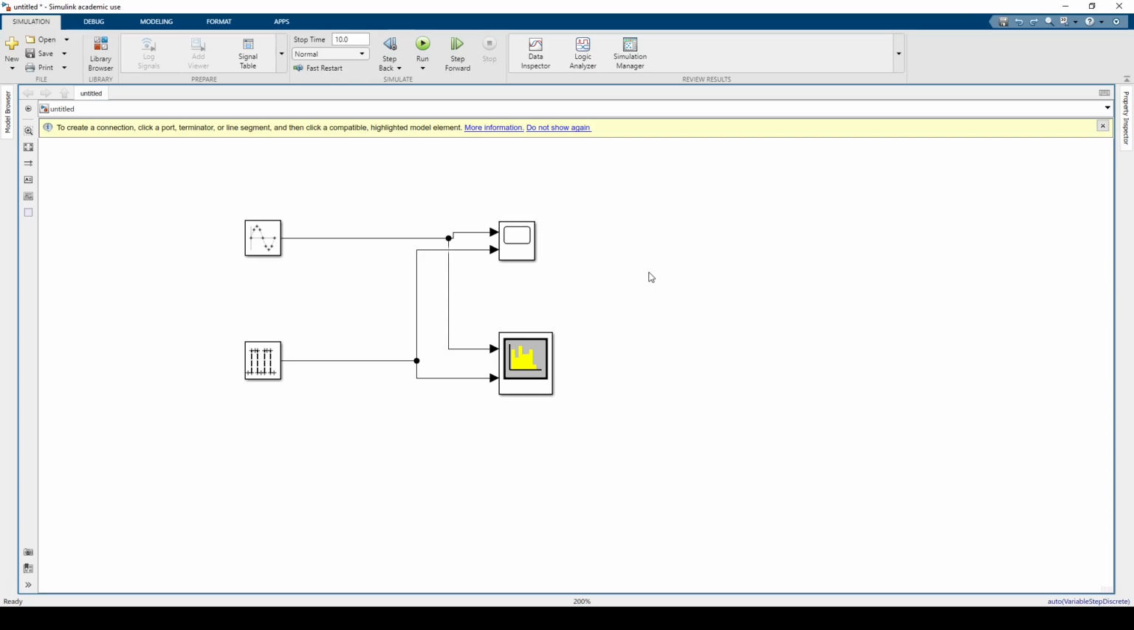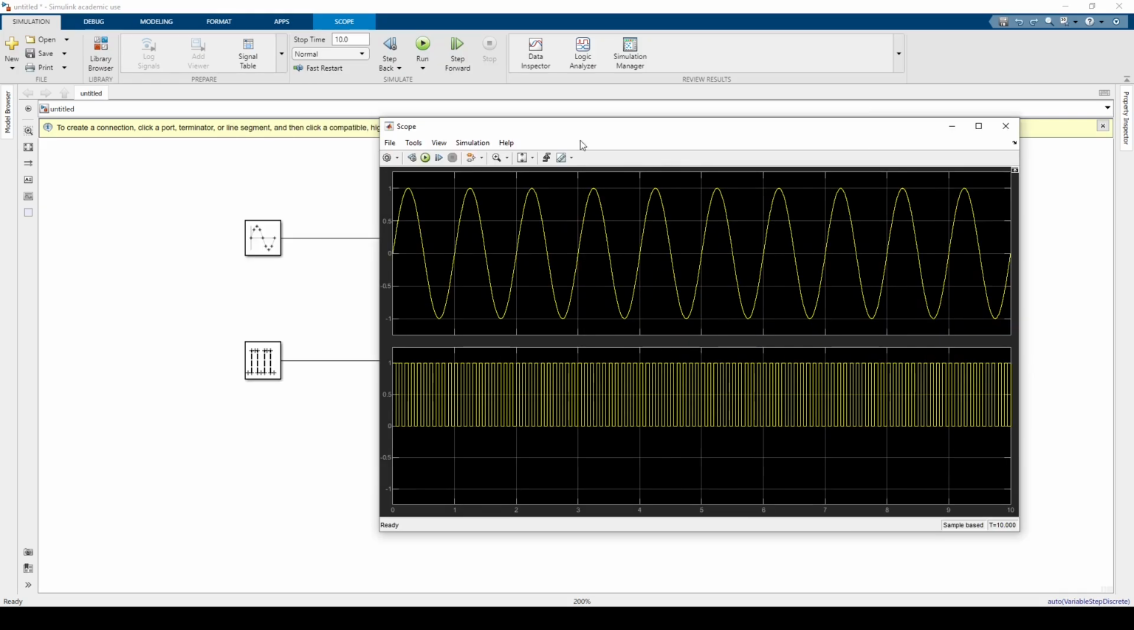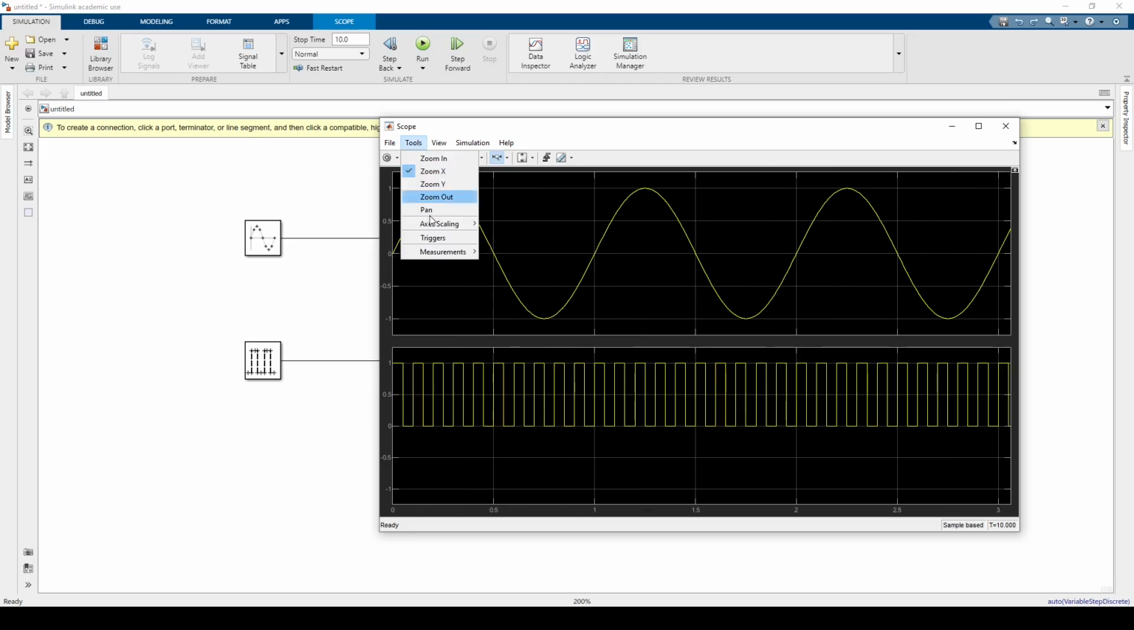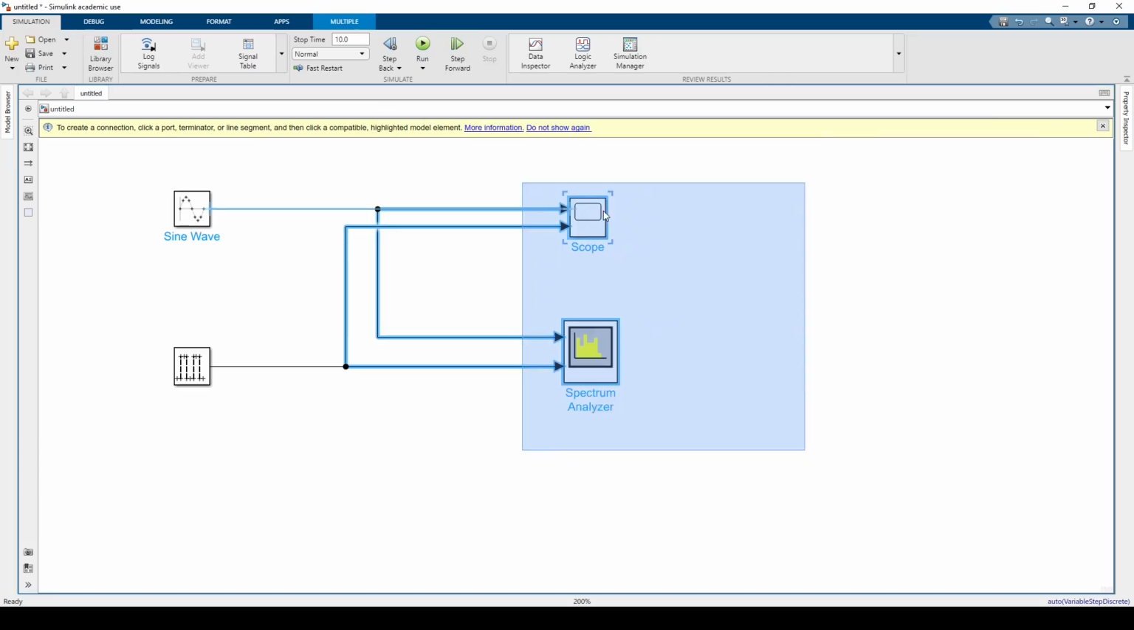And then if we take a look at the scope, we can click view and change the layout into 2 down, so we can separate it. And then we can use the zoom feature to look at 3 periods. And you can also put a cursor on. And these are the plots that we should get.